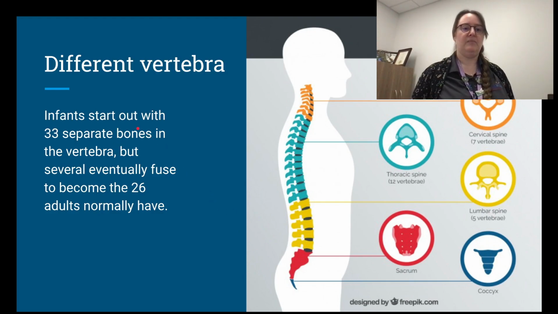So again, infants start out with 33 separate bones in the vertebral column, but eventually these fuse to become the 26 we normally have. Now, some people have more of these fused than others. Like my mother has several cervicals that are fused. It doesn't bother her in any way. It's just the way her neck is. One time they did an x-ray up here and it just said, hey, did you know a couple of your cervical spines are fused? And she was like, huh. That's why when we say there's 206 bones in the body, give or take, because everybody's different, and some people have more fused in their backbone than other people, depending on how they're fused.